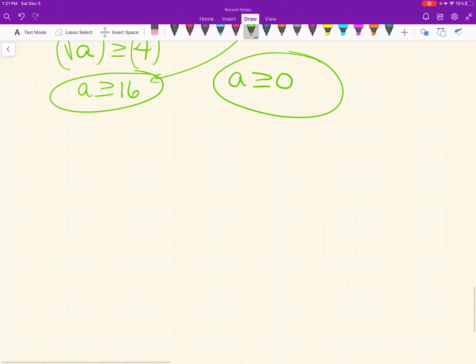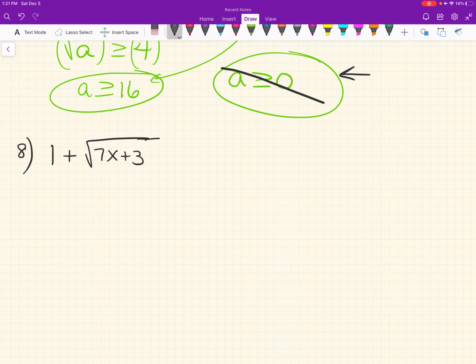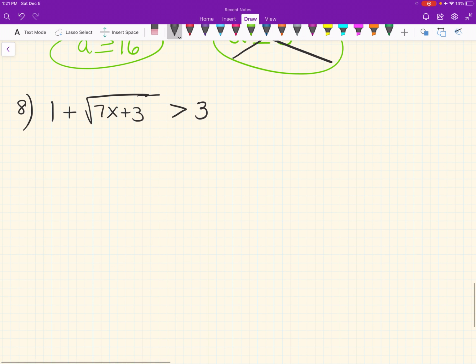Okay, let's look at number 8. 1 plus the square root of 7x plus 3. I got to go back to this one. I keep thinking about this one. Since we already said that a is greater than or equal to 16, we don't necessarily have to say this part. Because a is already greater than 16, that means it's already greater than 0. So this part wouldn't be necessary in that problem. It wouldn't be wrong to say it at this point, but we wouldn't necessarily need it because we already know that a is greater than or equal to 0.